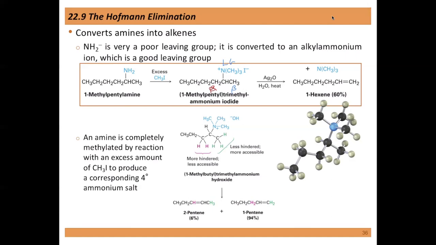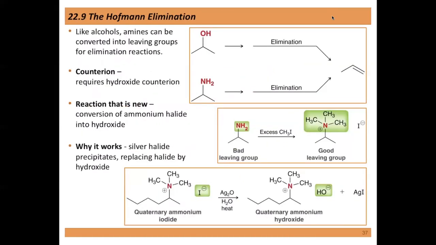So if we look at this example in the middle there, we've got red protons that if we removed would give us a more substituted double bond. We've got green protons that if we remove would give us the less substituted double bond. And you can see in this example here that we actually favor the less substituted double bond, and that is what's known as the Hofmann elimination.